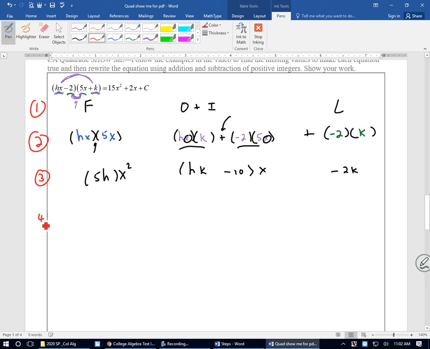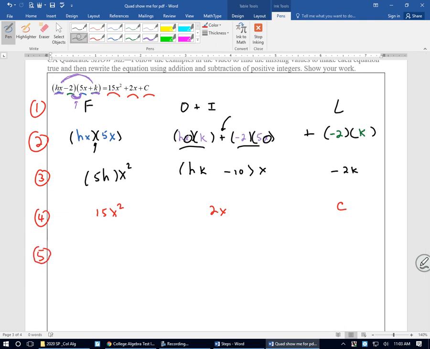Line 4, looking at your sheet that you copied down at the beginning of the video, write what they equal. The x squareds equals 15 x squareds. The x's equal 2 x's. And the constant equals c.